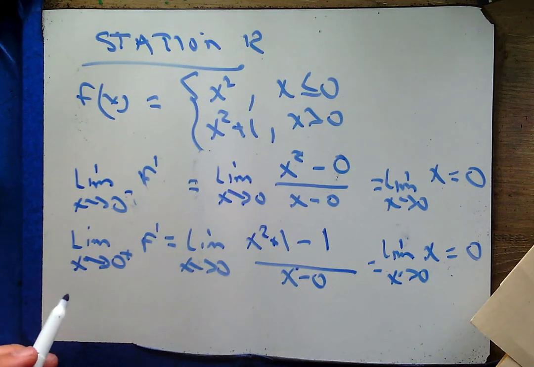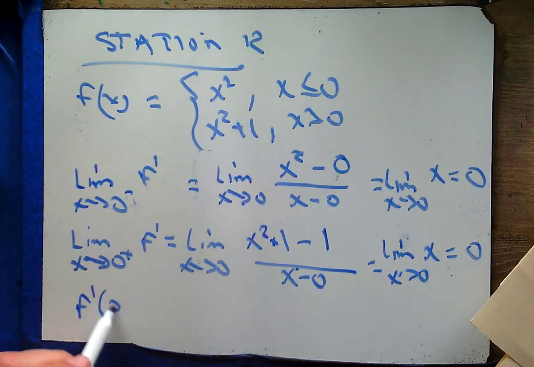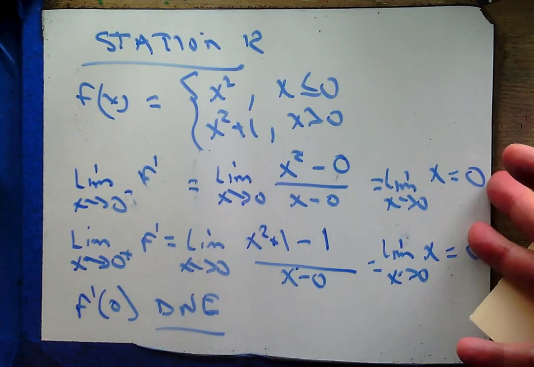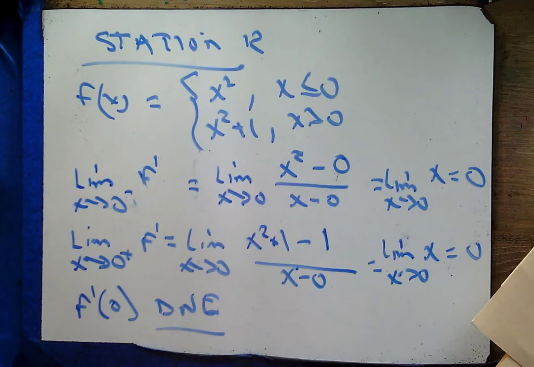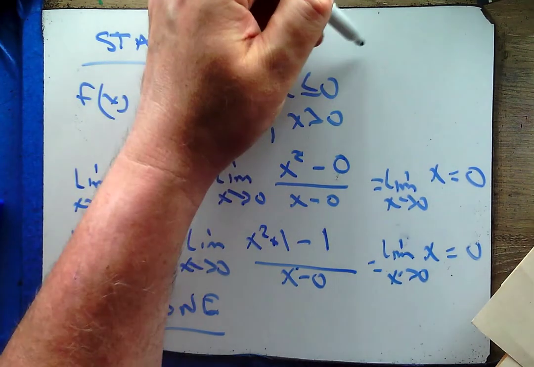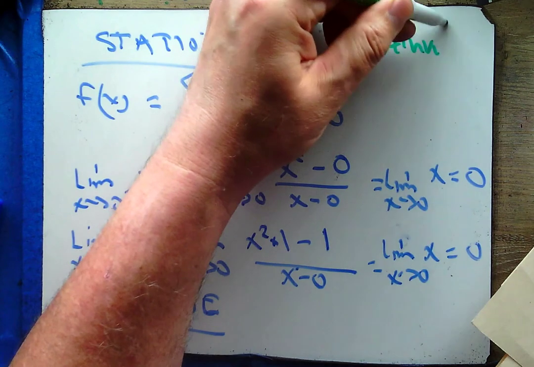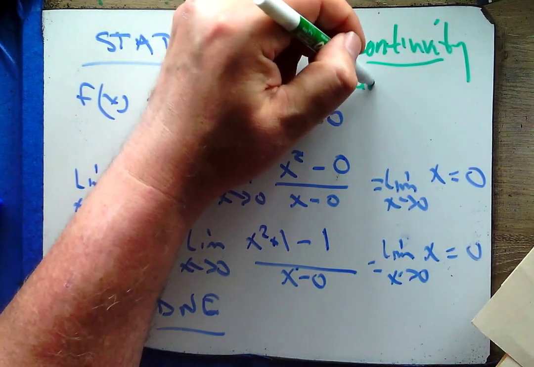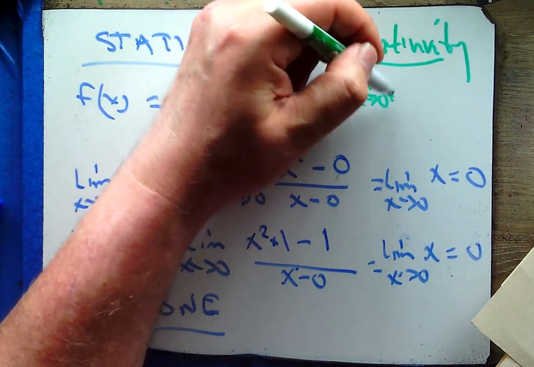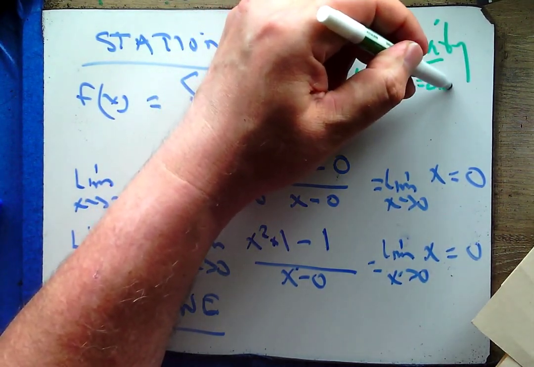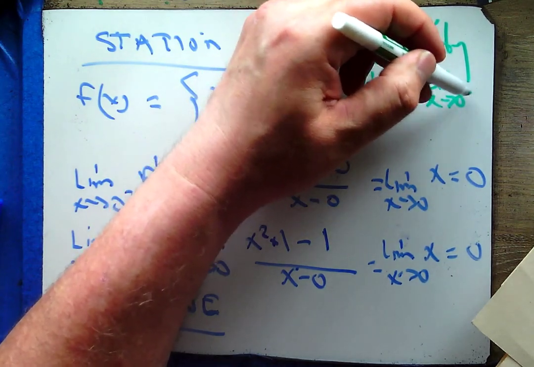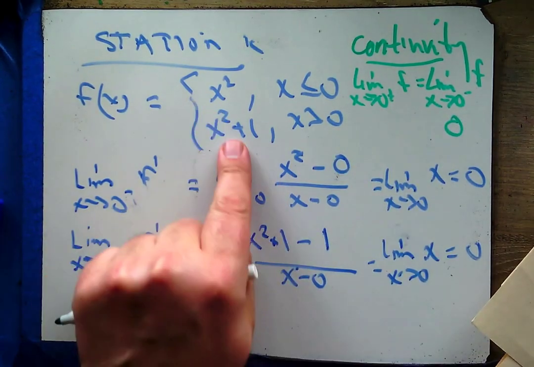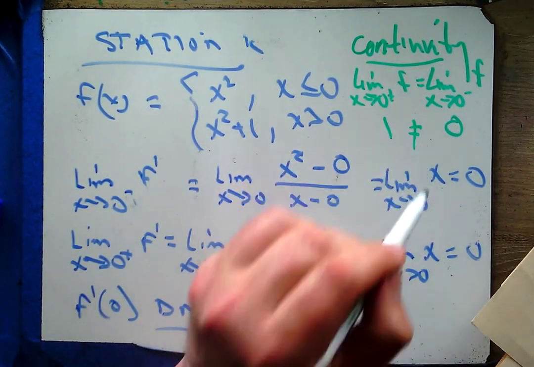But then I say, show that f prime of 0 does not exist. But wait, the limit of the slopes is the same from both sides. What else is there? Dun dun dun! Continuity! F needs to be continuous at 0. Does the limit as x approaches 0 from the positive side of f equal the limit as x approaches 0 from the negative side of f? If I plug a 0 in here, I get 0. If I plug a 0 in here, I get 1.